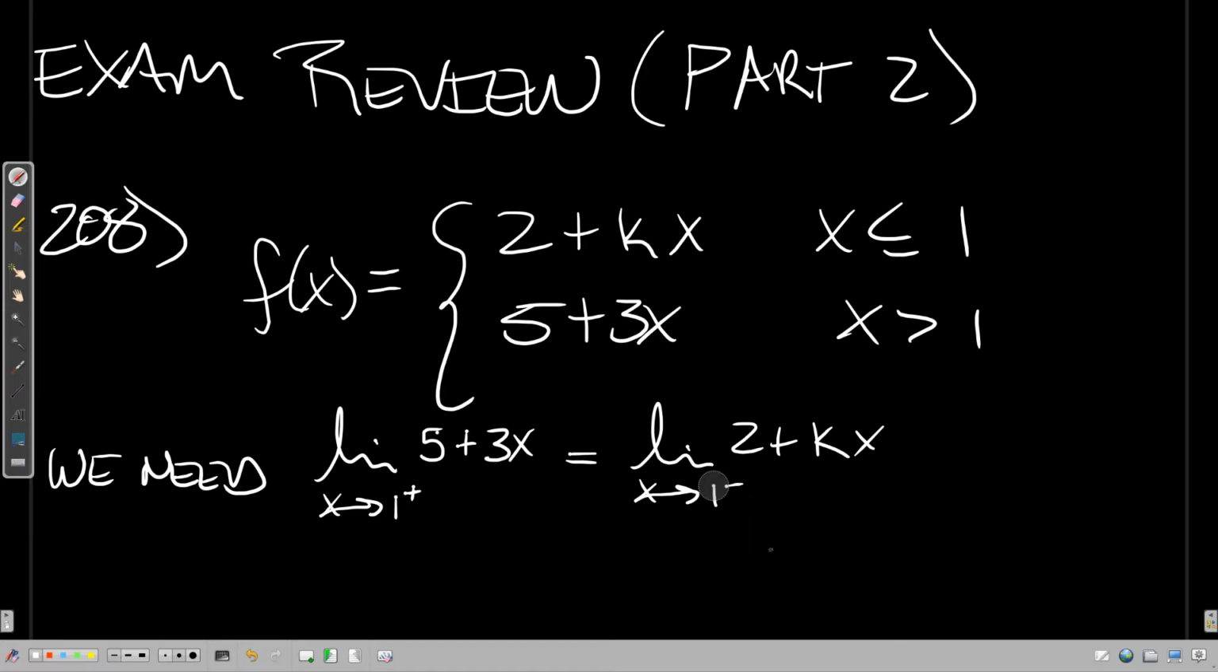Okay. So this is what we need, but wait a minute. This is a polynomial, and this is a polynomial. They're both linear functions, so you can evaluate their limits. This limit right here is what you get when you stick a 1 in. It's 5 plus 3. That's 8. This limit over here is what you get when you stick a 1 in. That's 2 plus k. Now you have an equation with one variable. Evidently, k is just the number 6.